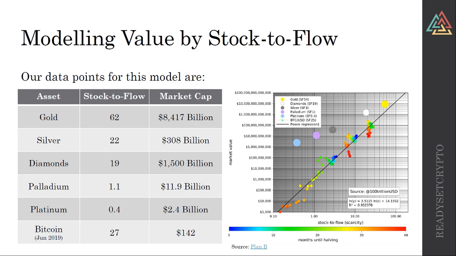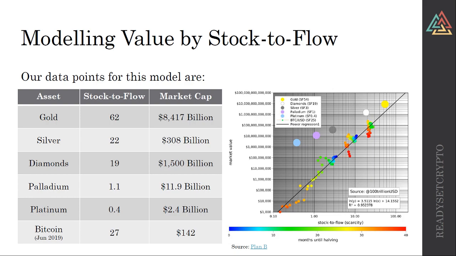So we'll take a couple of data points, particularly from the monetary units. And you can see here gold, silver, diamonds, palladium, platinum, and Bitcoin as at one particular point in time. The chart on the right is one of Plan B's, and he's looked at those different monetary assets on a log scale. On the x-axis, you've got stock to flow scarcity. On the right axis, you've got total market value. So it's actually the market value of these monetary assets.